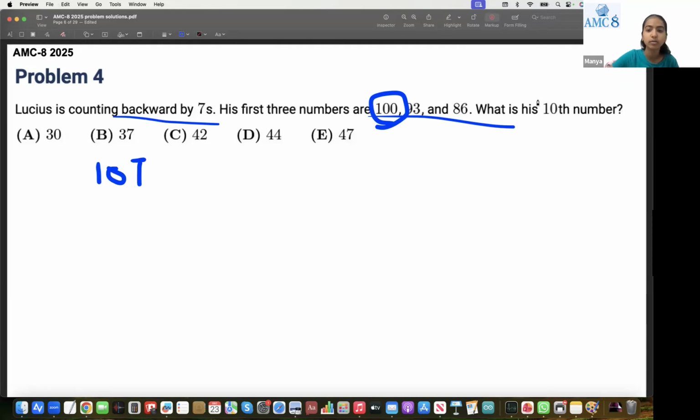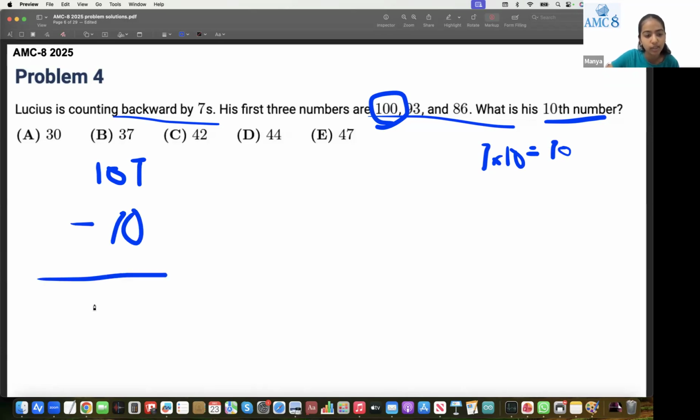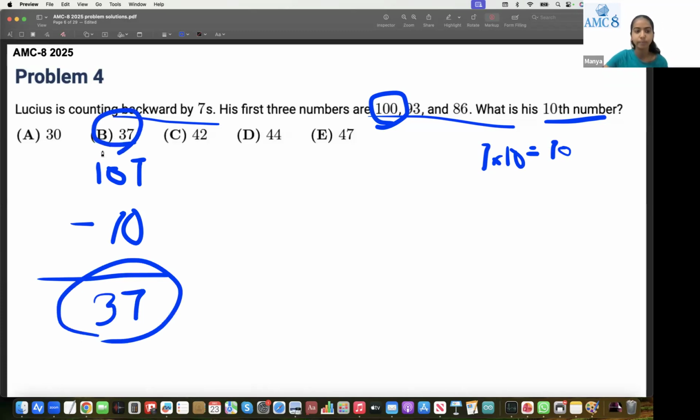But now, since he's counting back by 7, we want his 10th number. And so his 10th number would be 70, because it would be 7 times 10. And so we would need to subtract 70 from the total. So we would do 107 minus 70, which will be giving us 37. And so his 10th number would be equal to 37. Our answer choice is B.